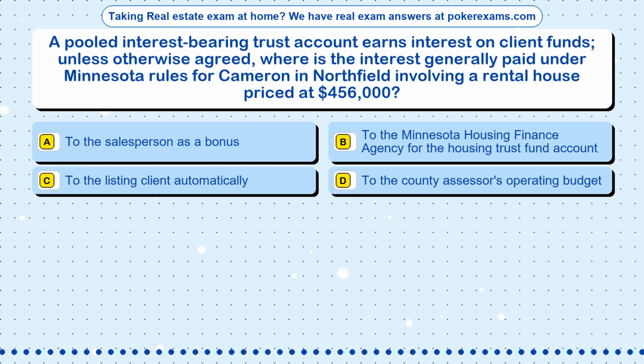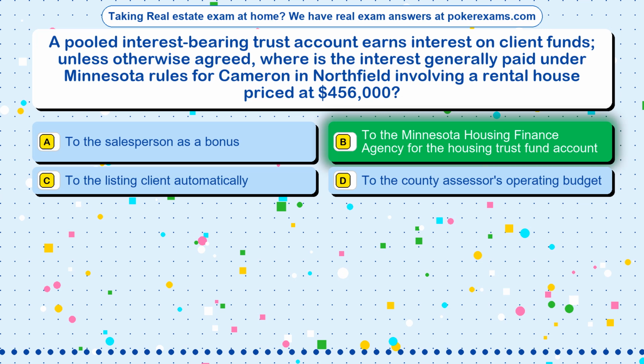Question 70. A pooled interest-bearing trust account earns interest on client funds, unless otherwise agreed. Where is the interest generally paid under Minnesota rules for Cameron in Northfield involving a rental house priced at $456,000? Option A. To the salesperson as a bonus. Option B. To the Minnesota Housing Finance Agency for the Housing Trust Fund account. Option C. To the listing client automatically. Option D. To the county assessor's operating budget.